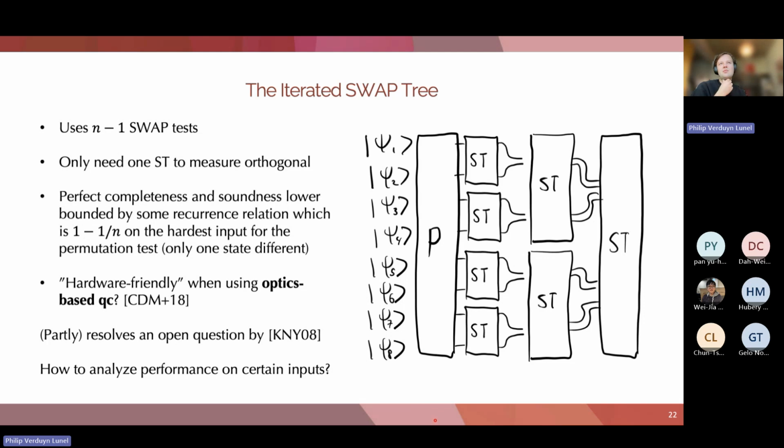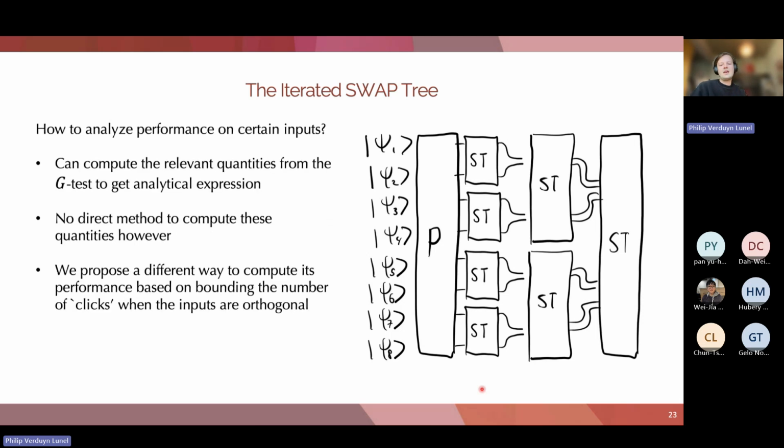An open question in this original paper from 2008 for this quantum state identity problem was, how well can you do this QSI problem when you're just using these swap tests? So we came up with this test ourselves where you keep on doing swap tests to your inputs. We were interested to see if we can still compute something about this thing which we call the iterated swap tree. Like I said, you can analytically compute it, but we have no means to do that, unfortunately, now. But we propose a way where we compute the performance of this iterated swap tree by counting the number of times where the swap test can work.